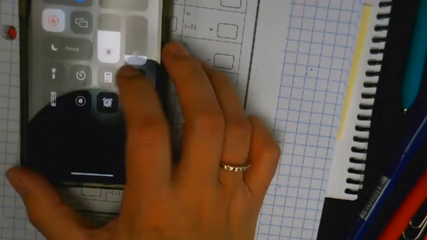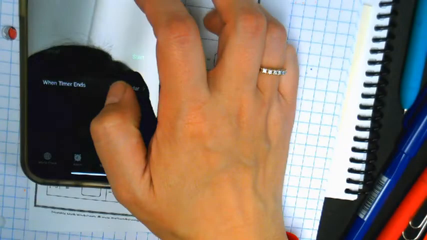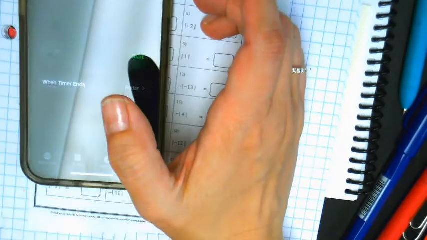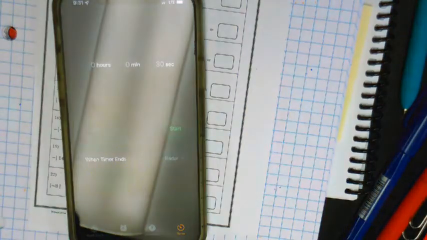Okay, let's see. Timer. I'm going to do it too. Okay, I haven't started. Only when the negative is outside is your answer negative. The rest of the time it's positive.